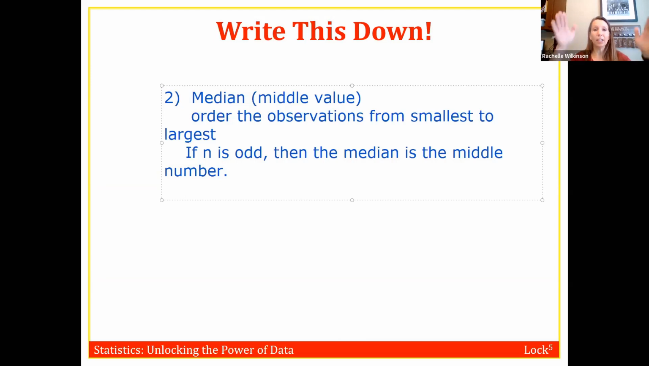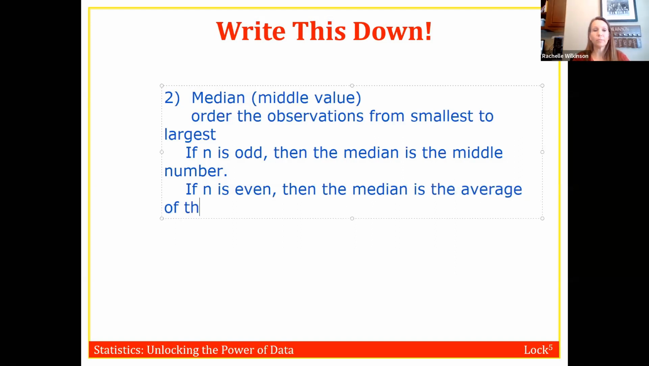If n is even, then when you work your way in from both sides, when you get to the center, there's not just one value there, there's going to be 2 values in the middle. So you have to take the average of the middle 2 values. So if n is even, then the median is the average of the middle 2 numbers.